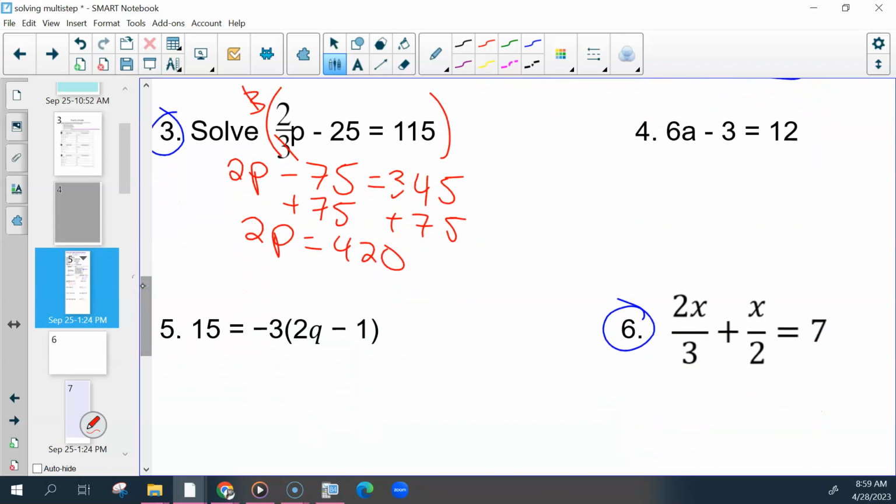And then get p by itself by doing what? Divide by 2. So that p is 210. So you're multiplying 3 to 2/3, and the 3's canceled. The 2 would still be there though. But you are multiplying the 3 to everything else. You're multiplying 3 times 25. You're basically distributing.